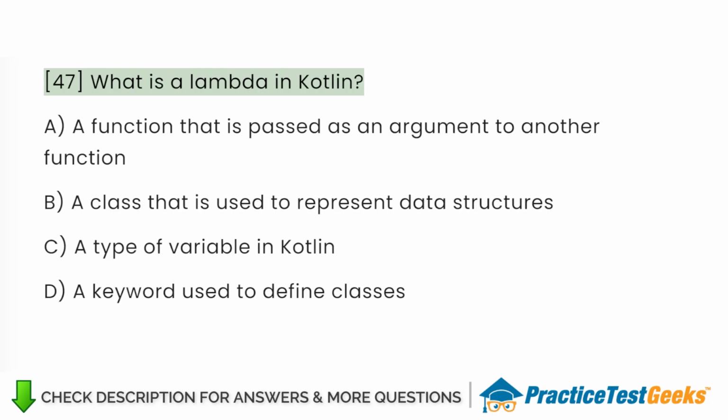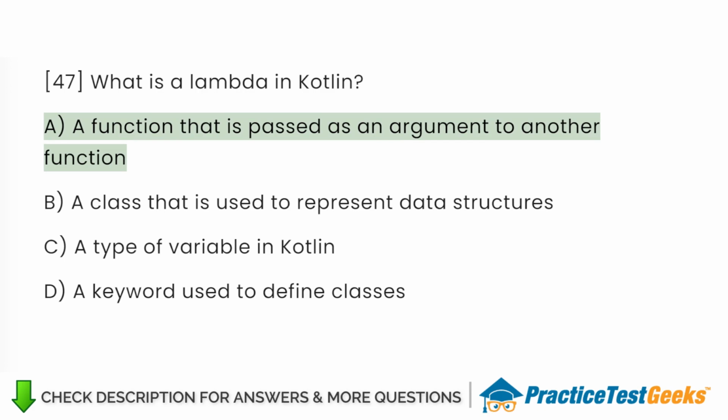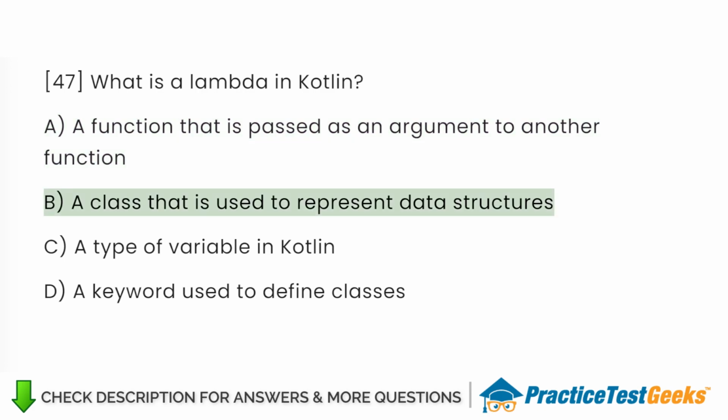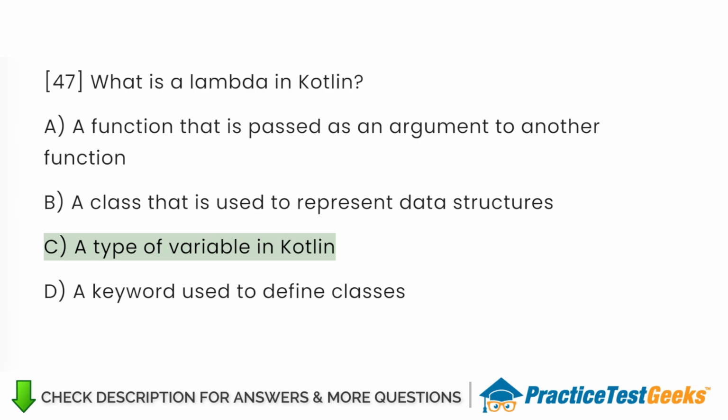What is a lambda in Kotlin? A. A function that is passed as an argument to another function. B. A class that is used to represent data structures. C. A type of variable in Kotlin. D. A keyword used to define classes.